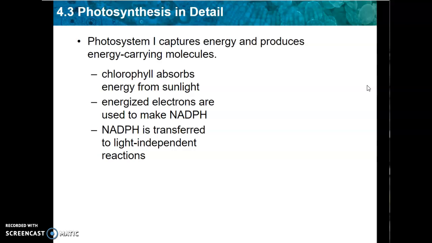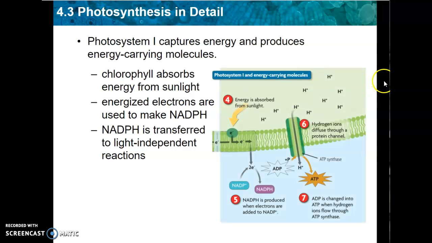Remember, the difference between photosystem 2 and photosystem 1 is just the length of the wavelengths of light that they will accept. Photosystem 2 is capturing the blues and the purples, and photosystem 1 is capturing the reds, the oranges, and the yellows, so the shorter wavelengths.